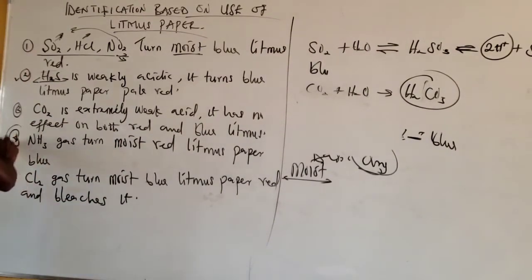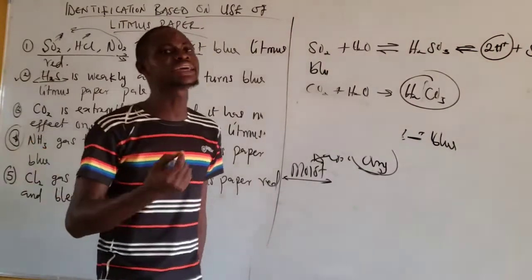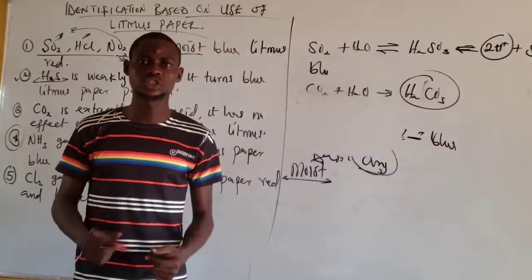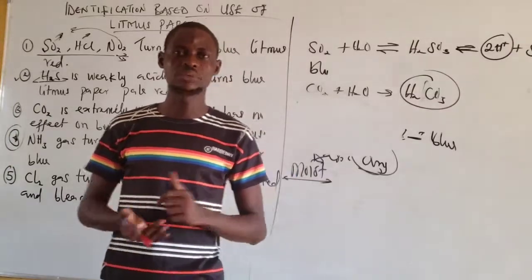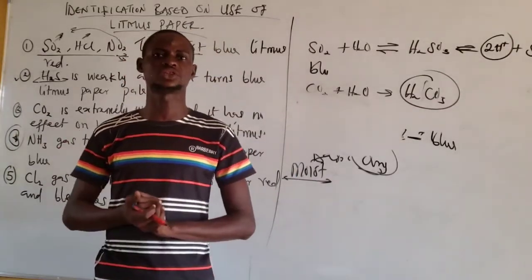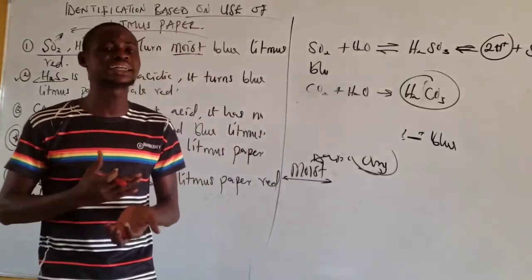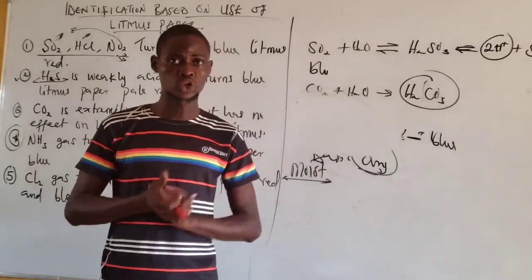The next one is ammonia gas. You have to know that ammonia gas is the only alkaline gas that we have in chemistry. The only gas that is alkaline in nature is ammonia gas. Why do we say it is alkaline in nature? It is because when this gas dissolves in water, it tends to produce an alkaline solution.